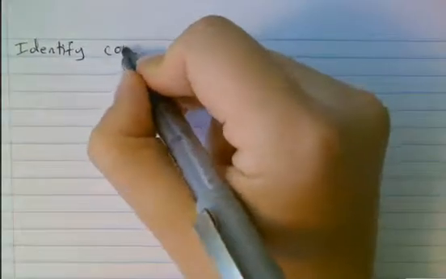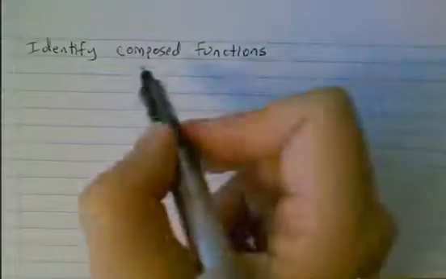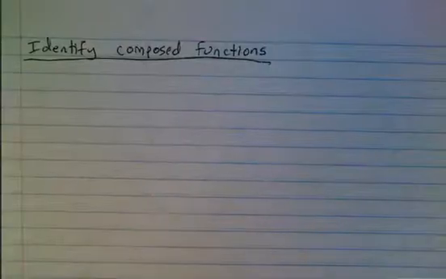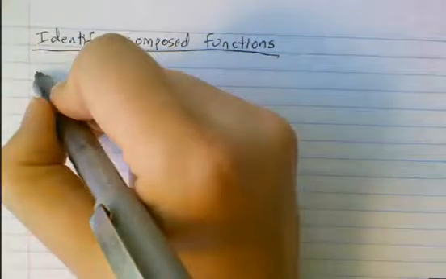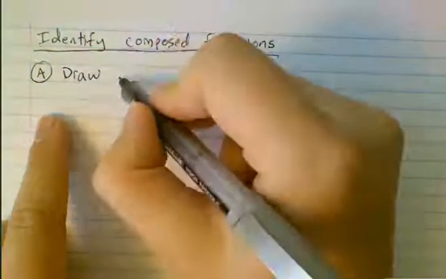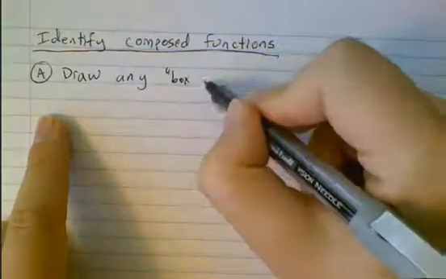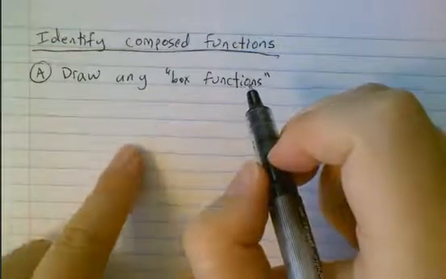For the next objective, it is going to be extremely important to be able to identify composed functions. What we're doing here is we're going the other way. We're taking a function that's been composed, we're breaking it apart into its component functions. And there are a couple steps for this. The first step, draw any box functions. And I'll explain to you what a box function is in just a second.